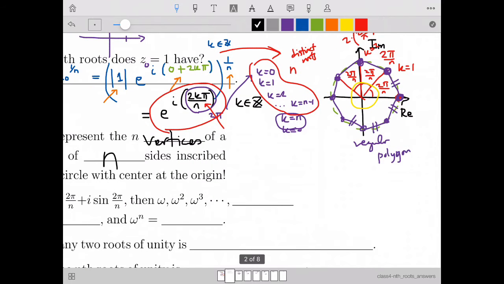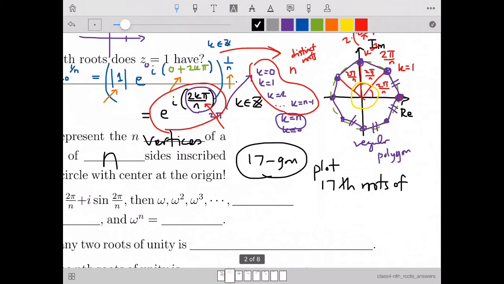So how do we draw a 17-gon? Well, we plot the 17th roots of unity. Then I can draw a 17-gon. How do we draw a 17-gon? We plot the 17th roots of 1 in the complex plane. Okay.